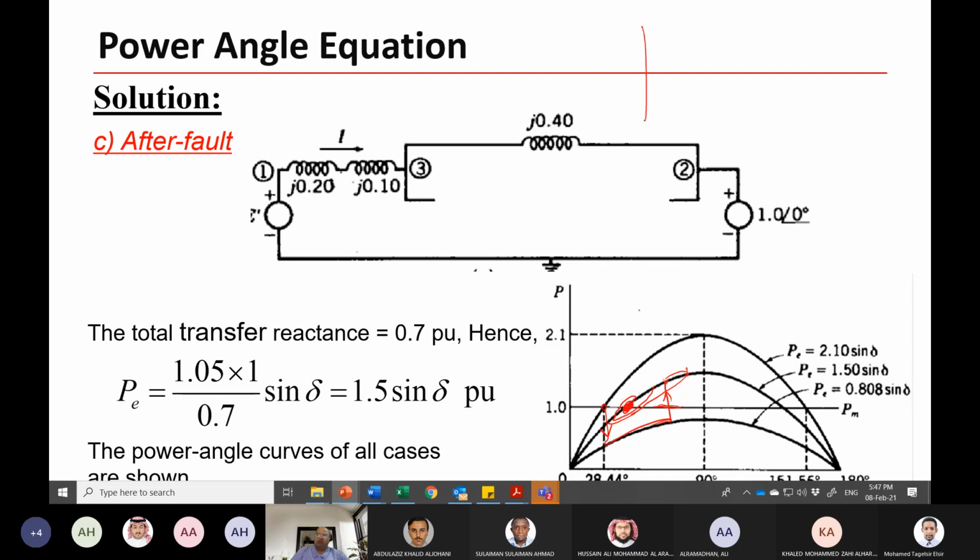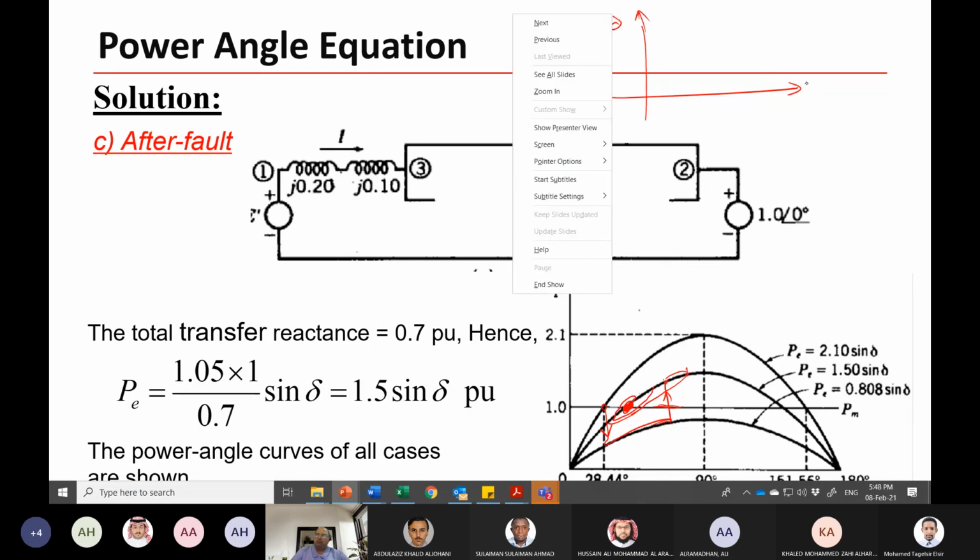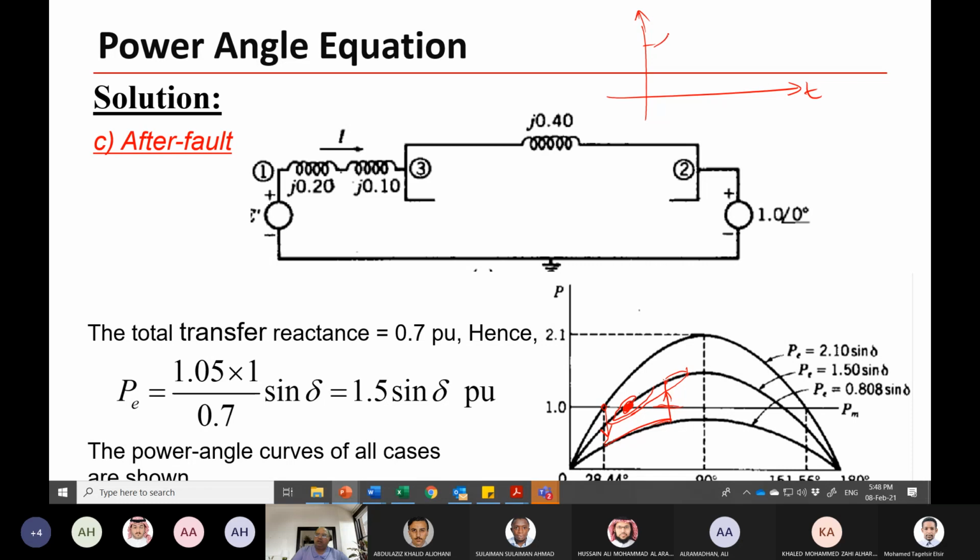And this is what we are doing in the time domain. This is the time, and this is the angle. The angle will increase and decrease, increase and decrease, until it reaches its final destination. So this is exactly what will happen when we have a fault and we clear the fault. This is the scenario. Do you have any questions?